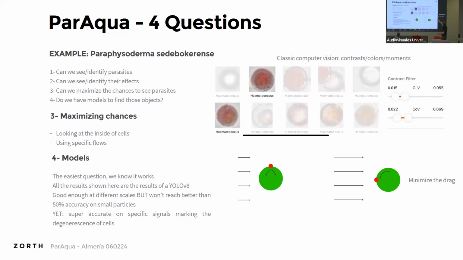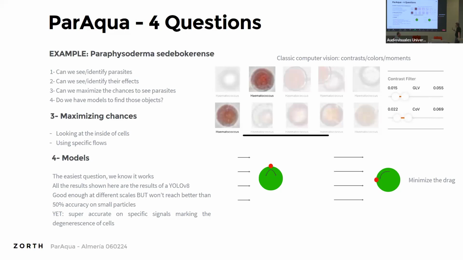Okay. So identifying the effects, you can see on your contrast, using, for example, just a contrast filter, that it just works. Haematococcus, when it's ripe for harvesting, it's full of astaxanthin. It's basically very red. That's easy to recognize. Okay, can we maximize chances?